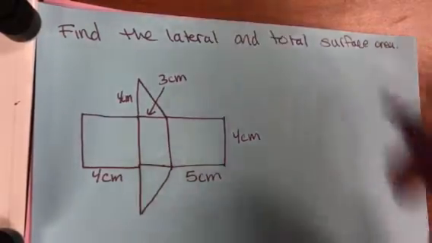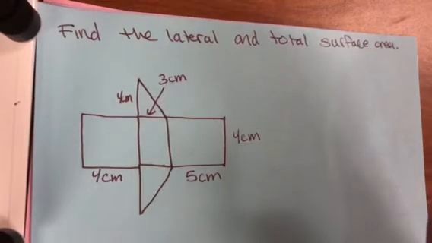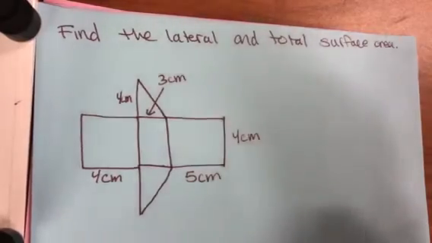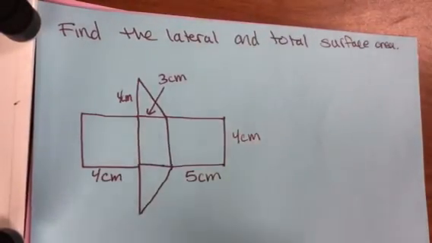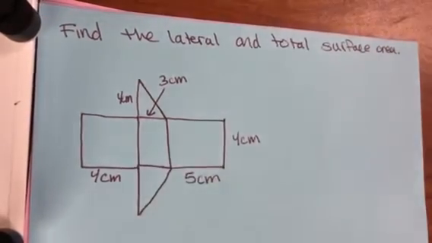So let's find the lateral area. We said the lateral area was the area of our faces without our bases. So I'm looking at this rectangle, and this rectangle.